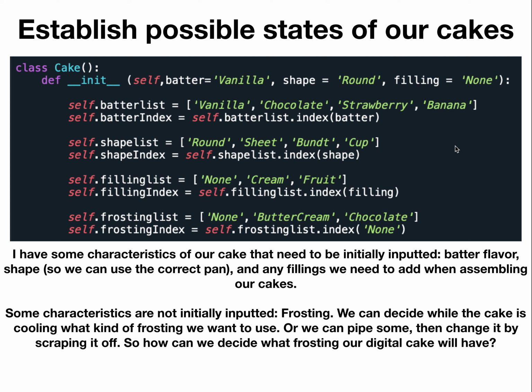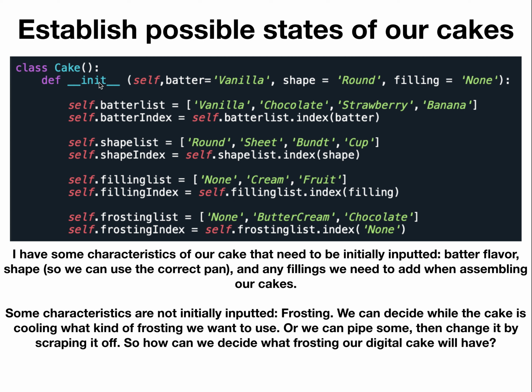Now, I need to establish what are the possible states of my cakes. To do that, I will add different self attributes under this initialization function. And that's what __init__ stands for. This first method initializes our cake. It is essential for creating the object that is cake.